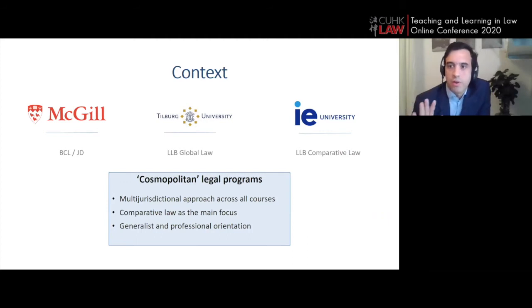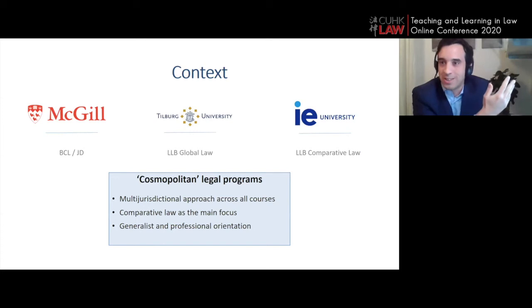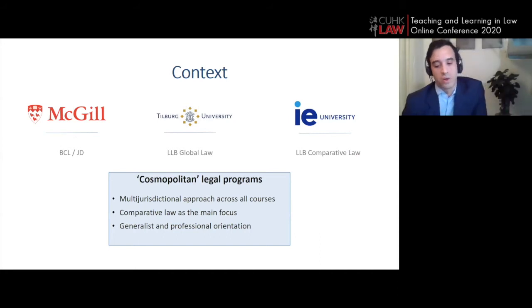Before going any further, I want to make a few disclaimers. The first one is that these are just 3 examples. I'm sure that I'm overlooking many other programs across many law schools throughout the world that adopt this very same methodology or this very same approach. So apologies in advance if someone in the audience comes from a law school which also has this kind of program and I haven't mentioned it. I would actually be delighted to hear about your own experience in the Q&A time later.